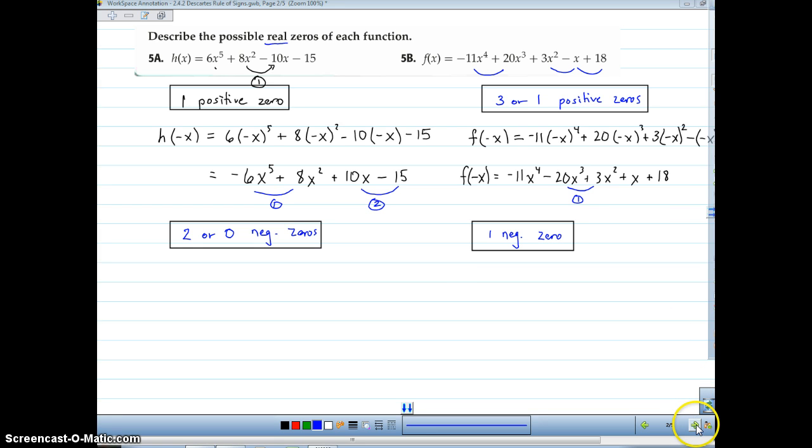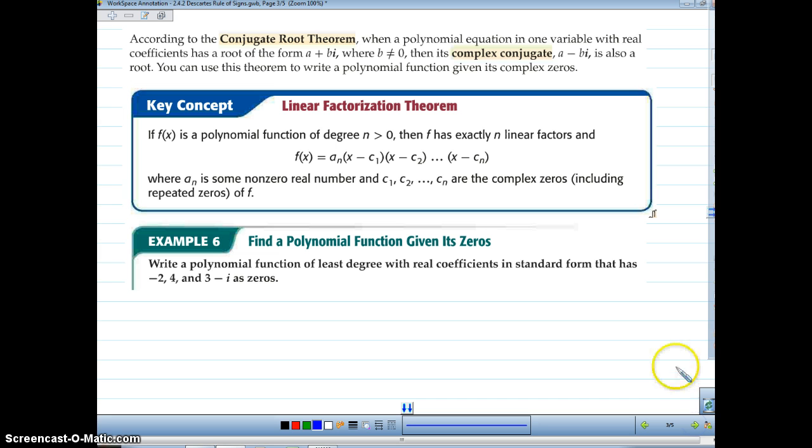Okay. That's using Descartes to describe possible real zeros of polynomial functions. The last thing we're going to do in this section is something that utilizes what's called the conjugate root theorem. The conjugate root theorem says that anytime a polynomial equation has a root in the form of a plus bi, then that means that the opposite or the conjugate complex number a minus bi must also be a factor.